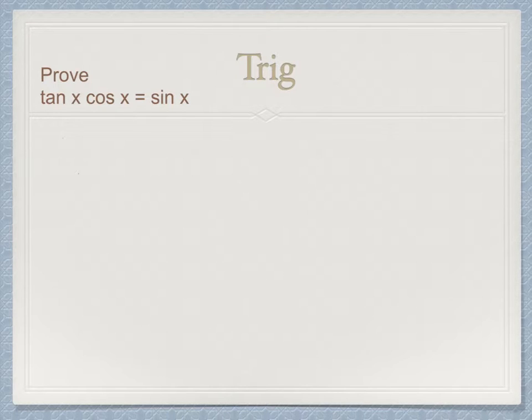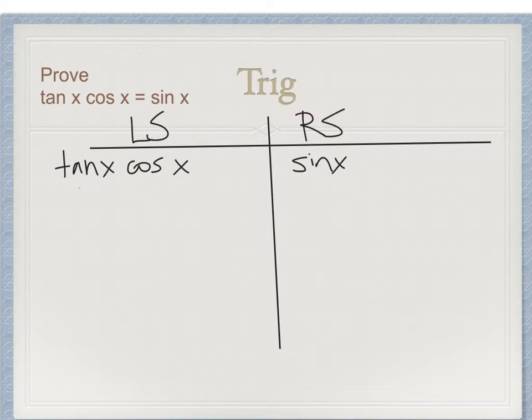This is a proof, so I'm going to set my page up into a left side and right side. I took the left side of my equation and put it here, and I took the right side and put it here. The reason I split it into two sides is because it's not technically equal until I prove that it's equal. So I'm going to work with the left side. The right side is as good as it's going to get, simplified into sine. So I'm going to change this tan x into a sine and cos.